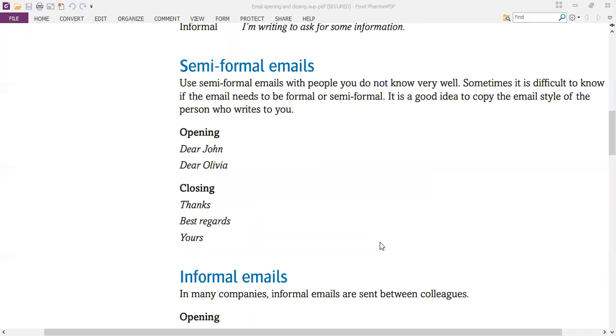Okay, use semi-formal emails with people you do not know very well. Sometimes it is difficult to know if the email needs to be formal or semi-formal. It's a good idea to copy the email style of the person who writes to you. So the opening in that case might be Dear John, Dear Olivia, and the closing might be like thanks, best regards, and yours.